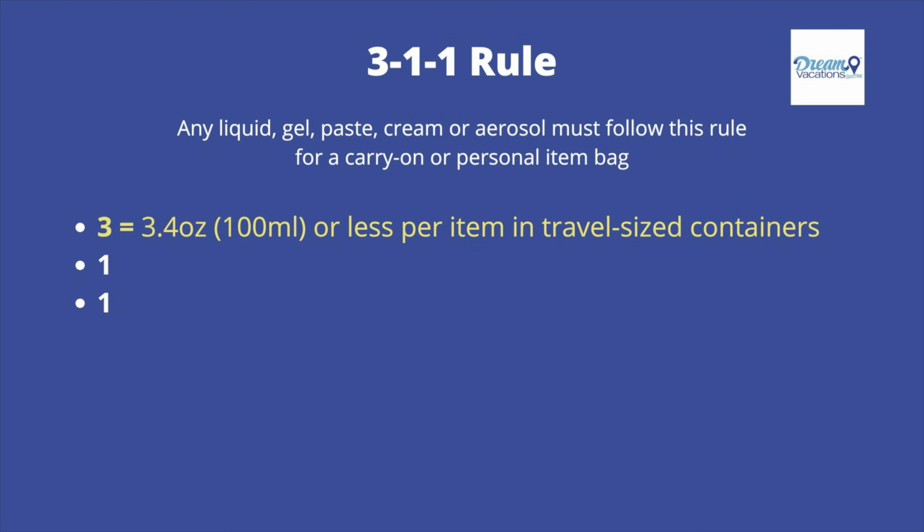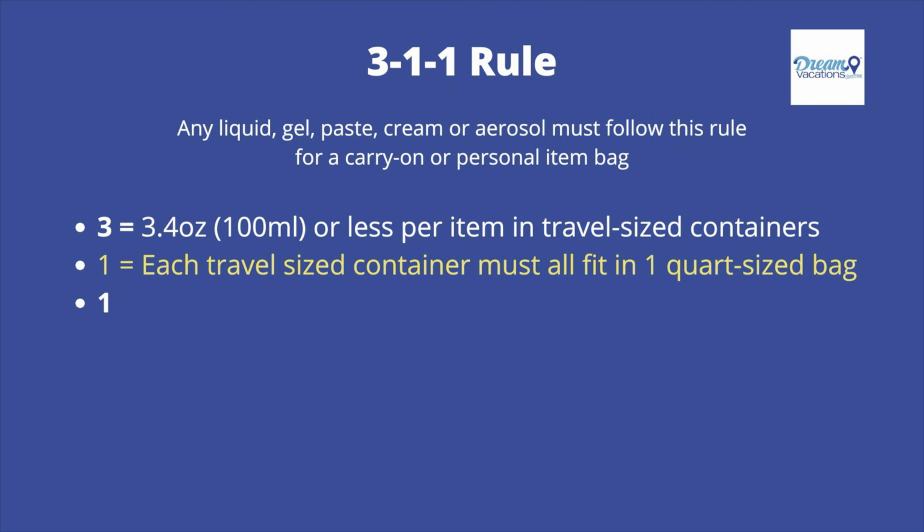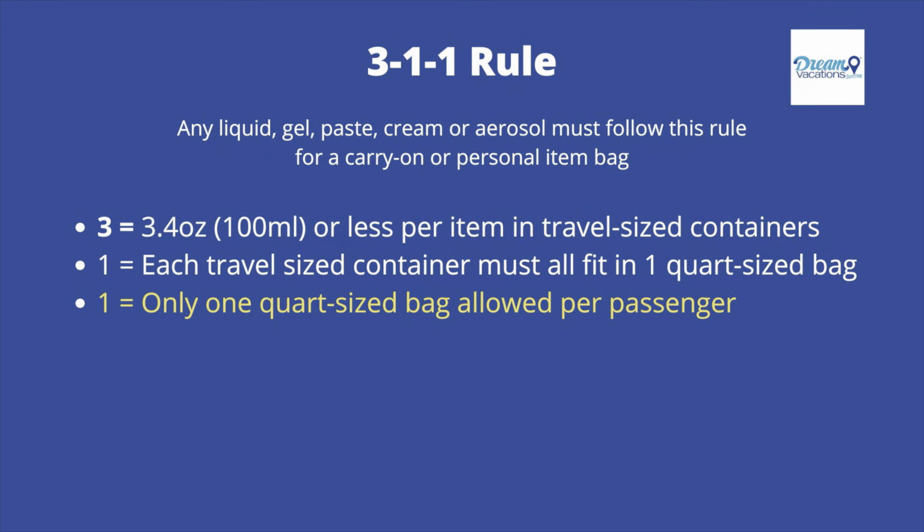The rule you will need to know is the 3-1-1 rule for a carry-on. The rule states that for every liquid, gel, paste, and aerosol that you plan to carry, they have to be in 3.4 ounce containers or less, and they have to all fit in 1 quart size bag, and you're limited to 1 bag per passenger. If you want to be able to carry more than the rule allows, then you have to put them in a check bag, which is the next luggage type I will cover.